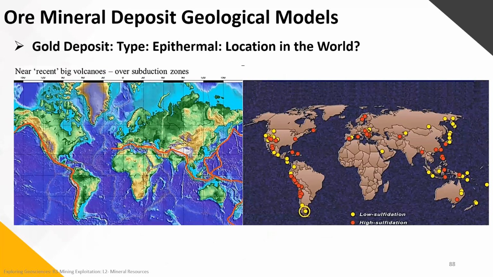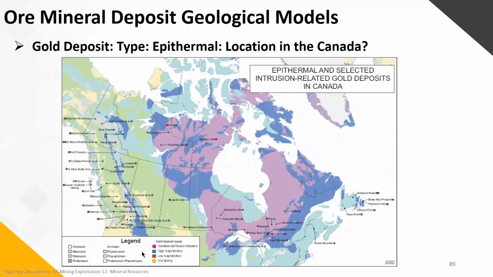The epithermal deposits are separated into two, the low sulfidation and the high sulfidation. So you have the low sulfidation in yellow and the high sulfidation in red, and you have their distribution within the world map. Epithermal deposits are at shallow depths. Within the country, we have their distribution. We have a few in Quebec, Ontario, within the Abitibi area, but we have most of them within the western part of the country.